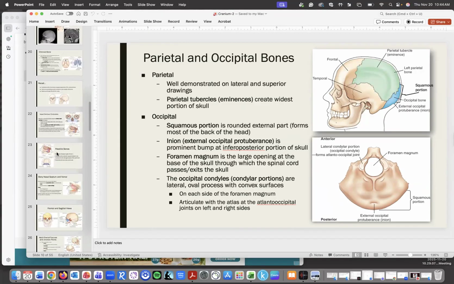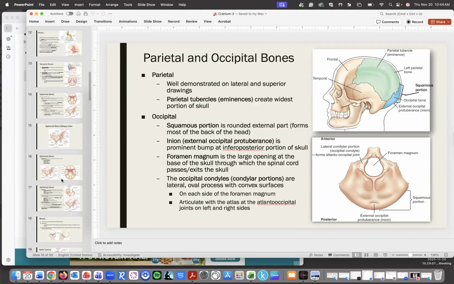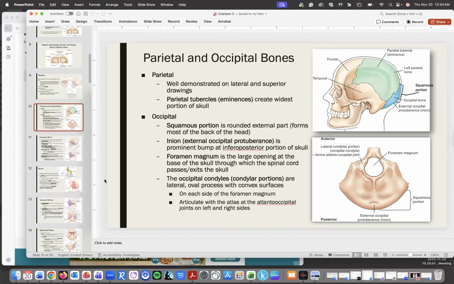I'm going to skip to the occipital bone real fast. Where is that? Do I have it? Okay, oh, it's right here. Okay. The inion is here. And remember that foramen magnum is right here.